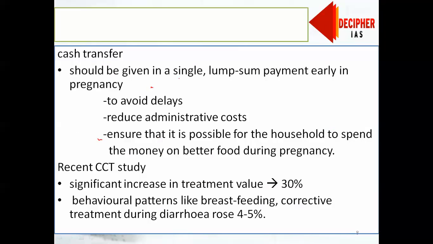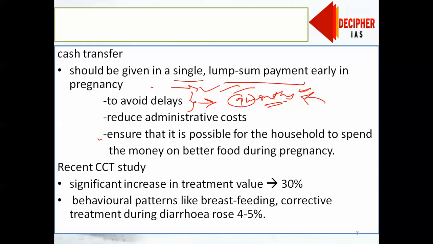Cash transfer should be in a single lump sum payment. That is, we should not let a mother wait for the cash transfers to come, so that delays are avoided, because the time is very crucial. Nine months are very crucial. So no delay should be tolerated for this scheme. So if we give it just before the start of the pregnancy, what can be better than that?